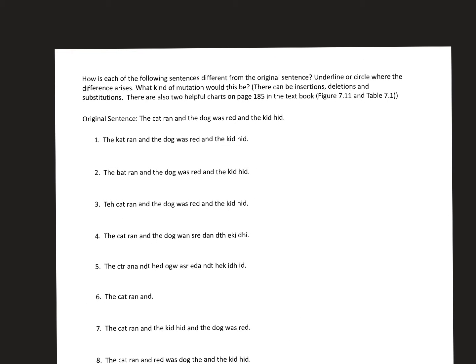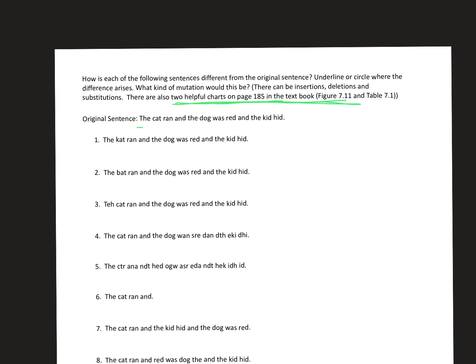How is each sentence different from the original? Underline or circle where the difference arises. What kind of mutation would this be? I'm emphasizing that there are insertions, deletions, and substitutions. There are also two really helpful charts in the book that talk about some of the chromosomal mutations, so check that out if you're not sure. There's a figure and there's a table.